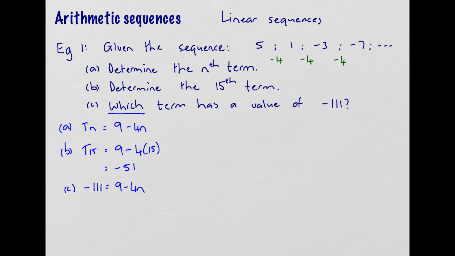Alright, so take over the 9. So -111 minus 9 is -120. And that equals -4n. And then you divide both sides by the -4. So -120 divided by -4, and we get n equals 30. Right, so the 30th term has a value of -111.